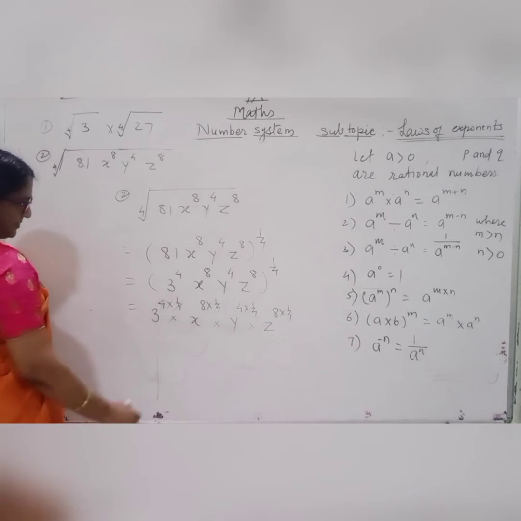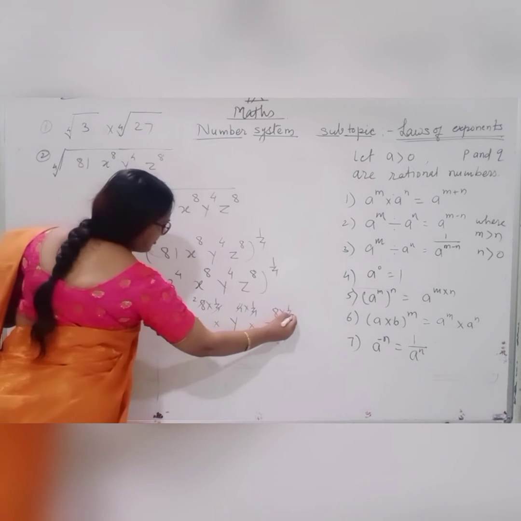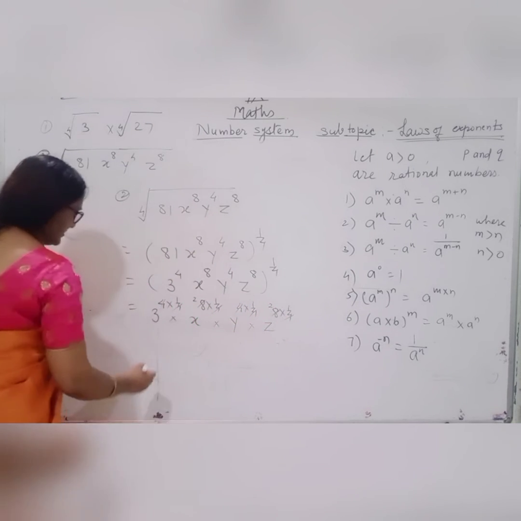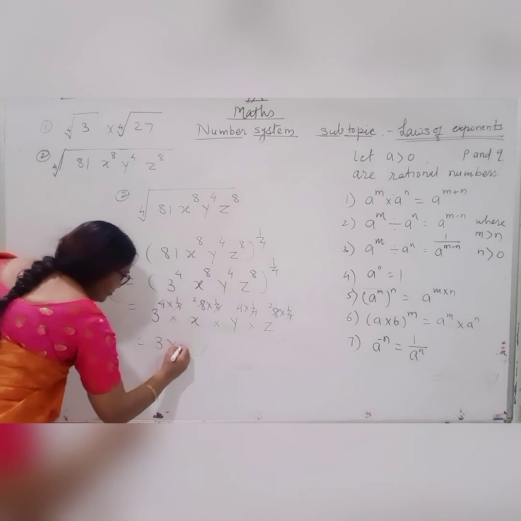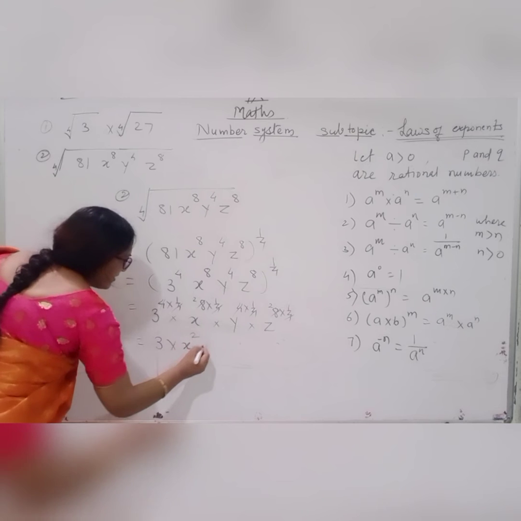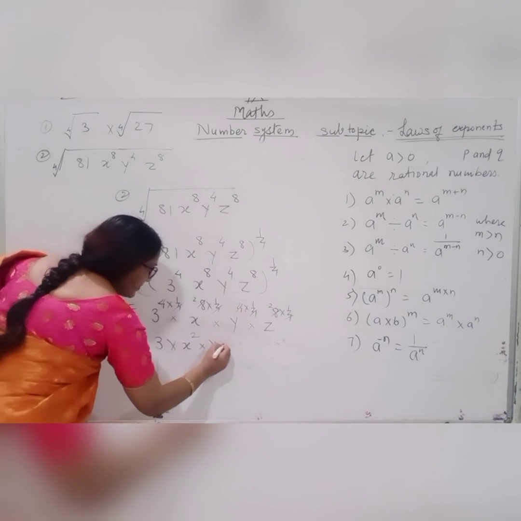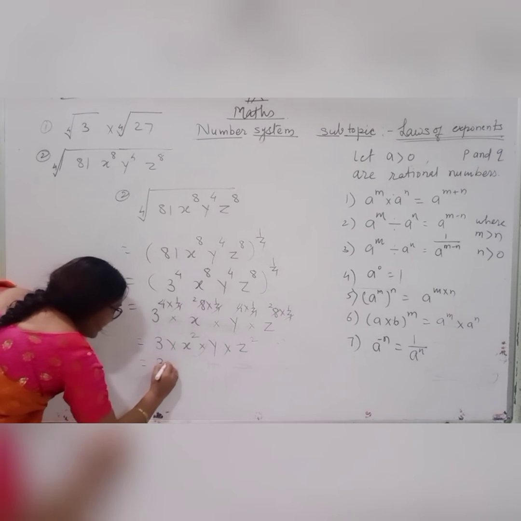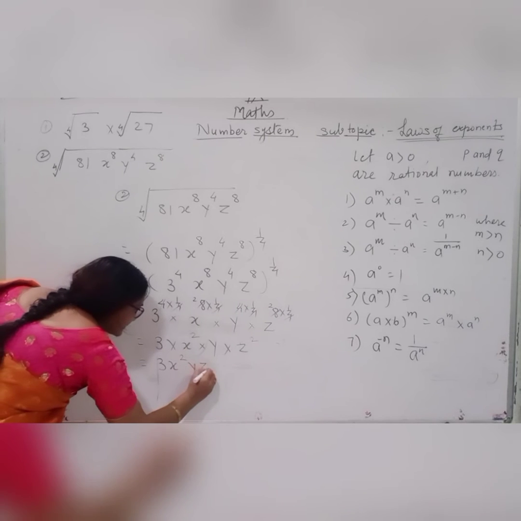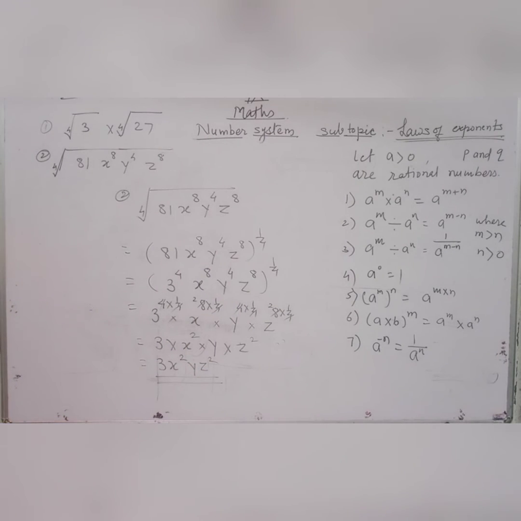4 cancel. 4 2s are 8. What is the answer? 3 multiplied by x raised to the power 2, multiplied by y raised to the power, nothing is there, 1 is there only, multiplied by z square. So what is the answer? 3x square y z square. Like this you can solve the rest of the examples.